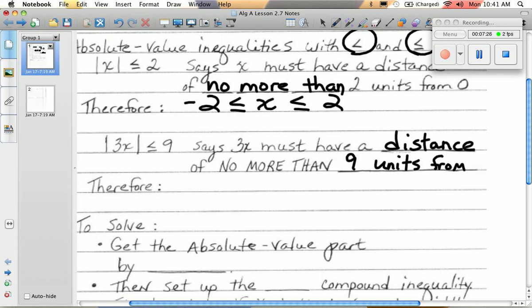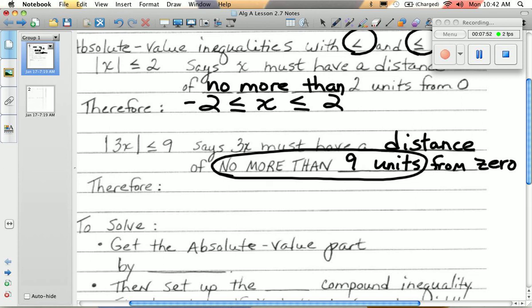So this is the important part. It can't be any more than 9 units. No more than 9 units. It says is less than or equal to 9. No more than 9 then. It can be 9, but it can't be more than 9. So Trey, how would we set up a compound inequality to represent that?